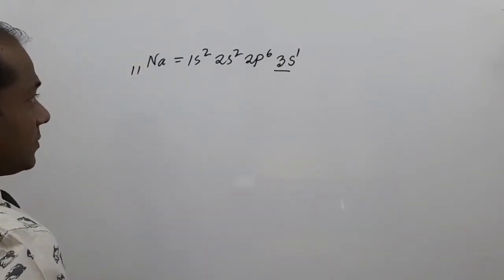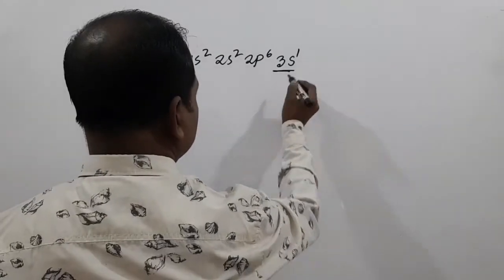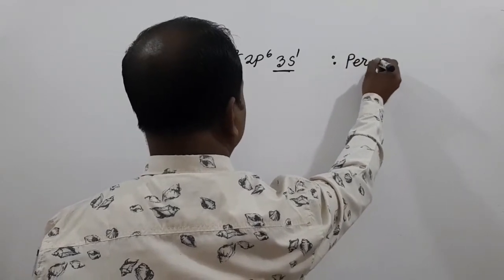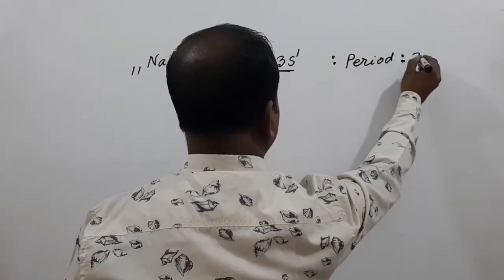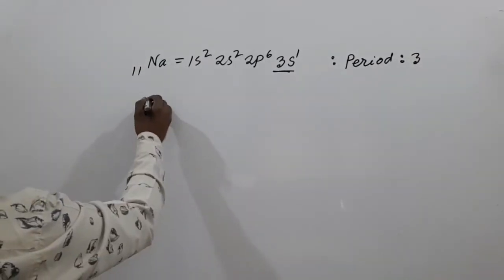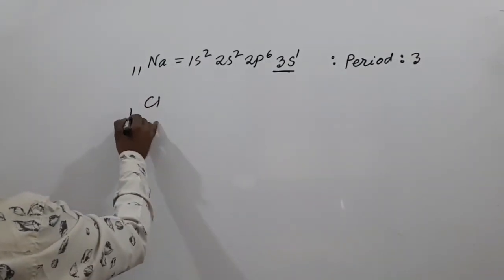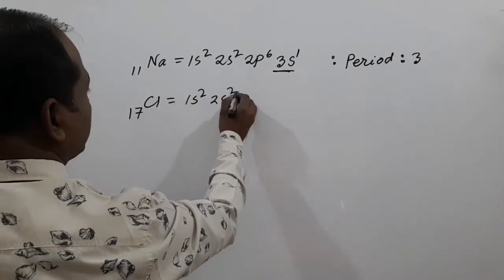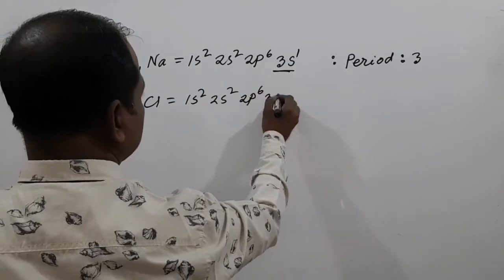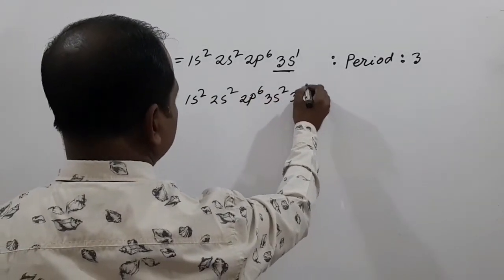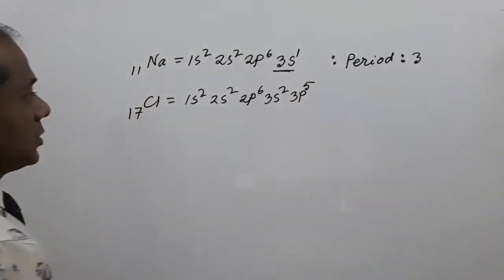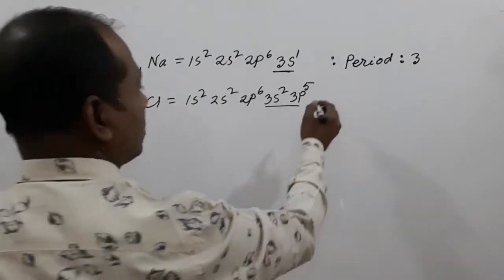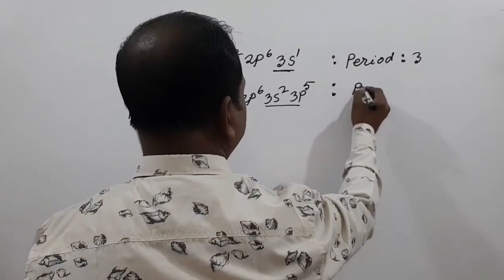So here we can see that the period is 3. For chlorine, electronic configuration 1s2, 2s2, 2p6, 3s2, 3p5. Here the outermost shell is the third shell, so it is also present in period number 3.